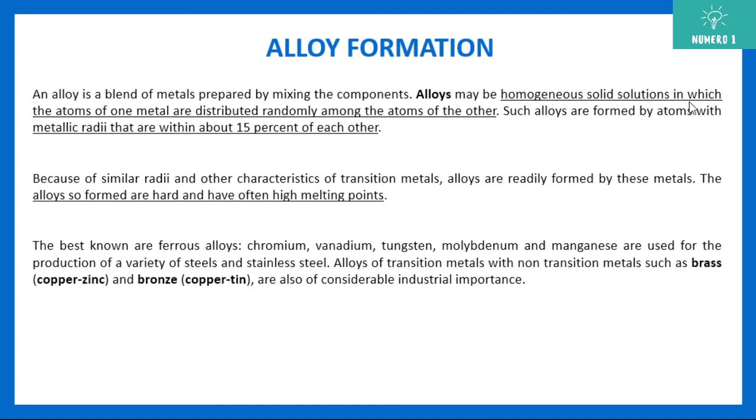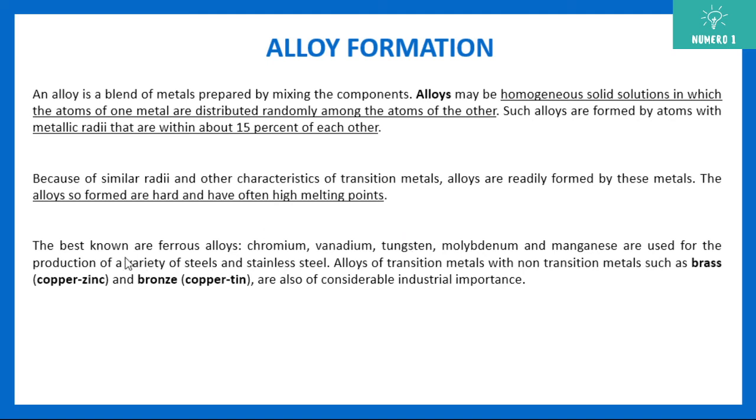Now, why does it take place, or how does it take place? Before going into that, note that alloys can only be formed when the two metals have radii within 15% of each other. If you remember, the 3d series have almost similar radii, plus it's a decreasing radii trend, so they are all able to form alloys with each other. Because of the similar radii and other characteristics, they readily form alloys. The alloys which are formed are hard and have very high melting points.